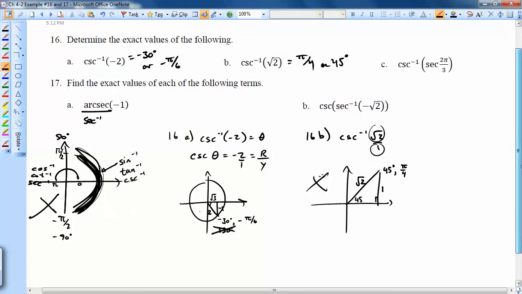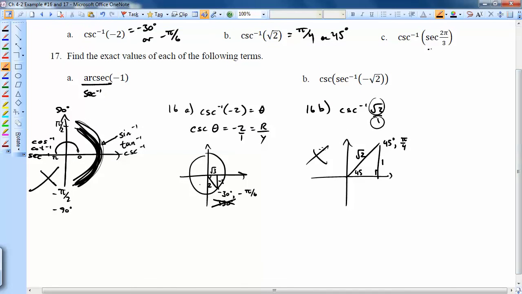Okay. The last one here, cosecant inverse of this. So this we can evaluate just using regular trig. So 2 pi over 3 is right here at 120 degrees, which means I've got 60 more degrees to work with in a 1, root 3, 2 triangle. Oh, whoop, that's the 60. Root 3 goes there, 1 goes here, 2 goes there.